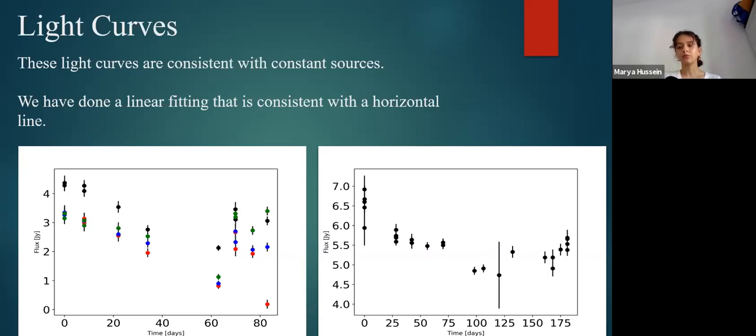You can note that there are data points that are very much below the others. That could be because the source is fading, but we think that the data point is coming from an image that was not good. And we can say it because we have seen the same behavior for all of these sources in the same exact image.